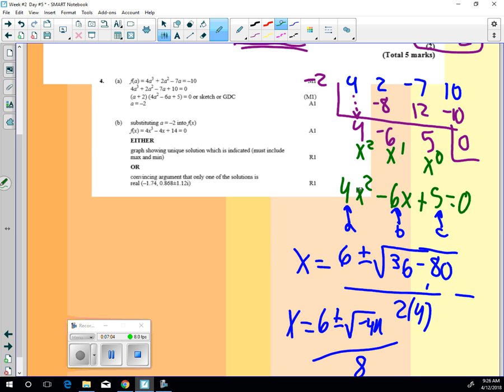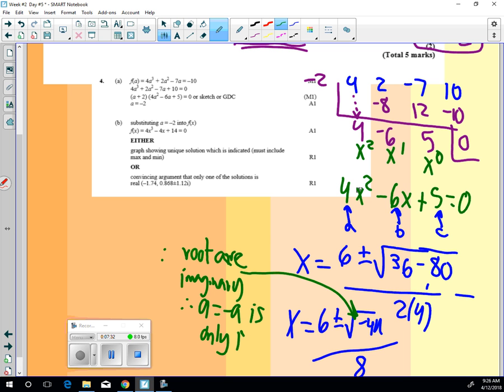And this, therefore, terms are complex or imaginary terms. I'd say the factors. The roots are imaginary. Therefore, a equal to negative 2 is the only real root.